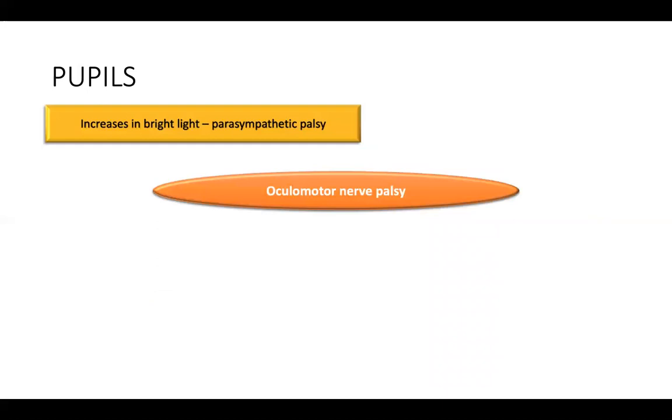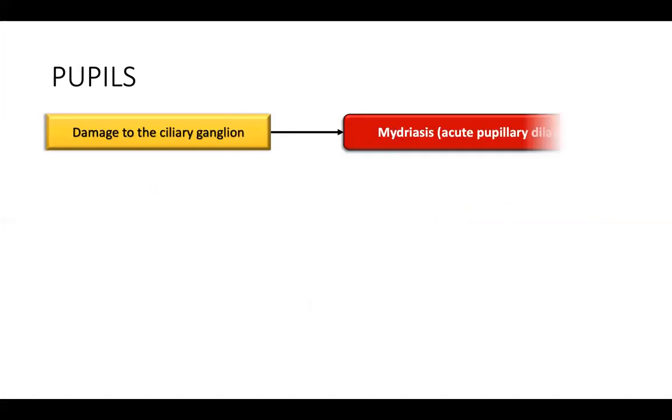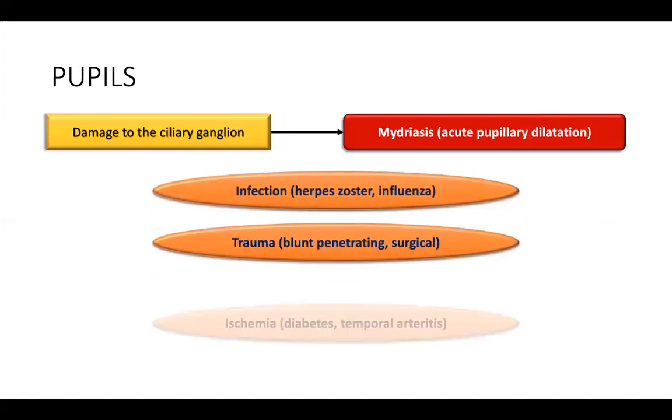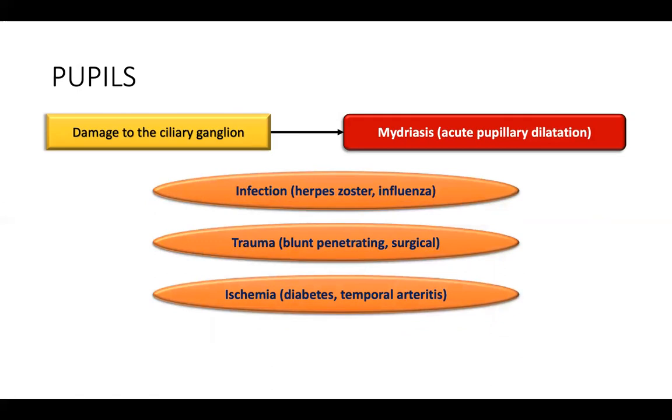The first concern is an oculomotor nerve paresis. The possibility is excluded if the eye movements are full and the patient has no ptosis or diplopia. Damage to the ciliary ganglion in the orbit may result in acute pupillary dilatation or mydriasis. Common mechanisms are infection, such as herpes zoster and influenza, blunt, penetrating, or surgical trauma, and ischemia, such as in diabetes and temporal arteritis.